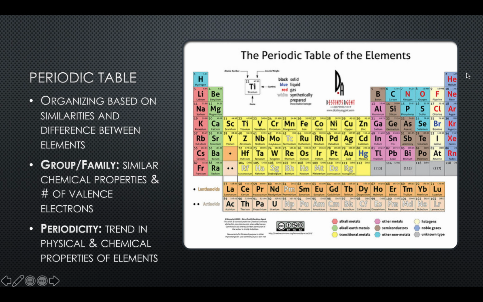If we have 8 valence electrons, it follows the octet rule, which means having a maximum of 8 valence electrons. And that's what groups and families are about: similar chemical properties and number of valence electrons. Another term that you must understand is periodicity, which comes from the periodic table. It means the trend in a physical and chemical property of an element. This is what we have to know before we move on to the next lesson, which is the periodic trends.